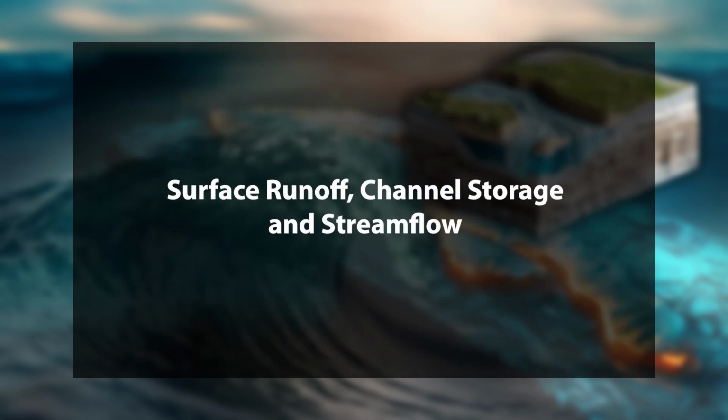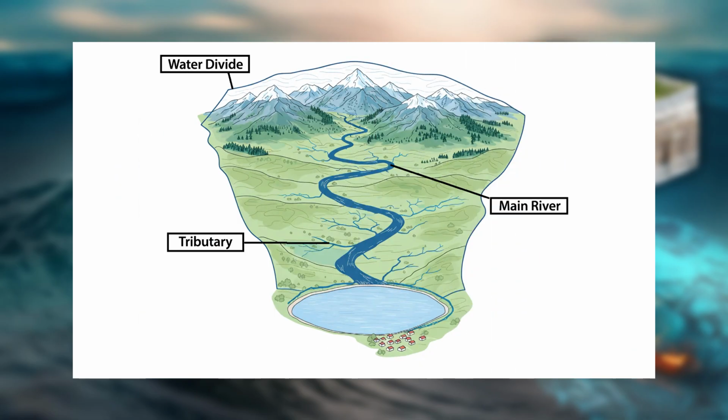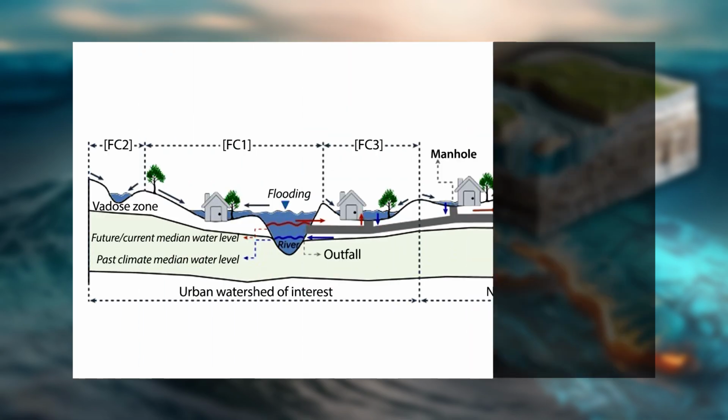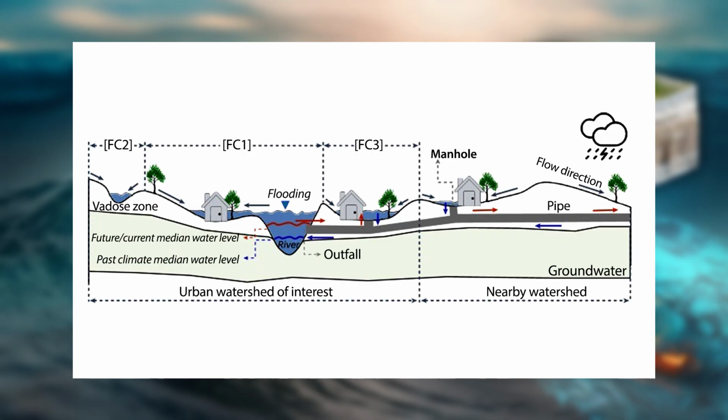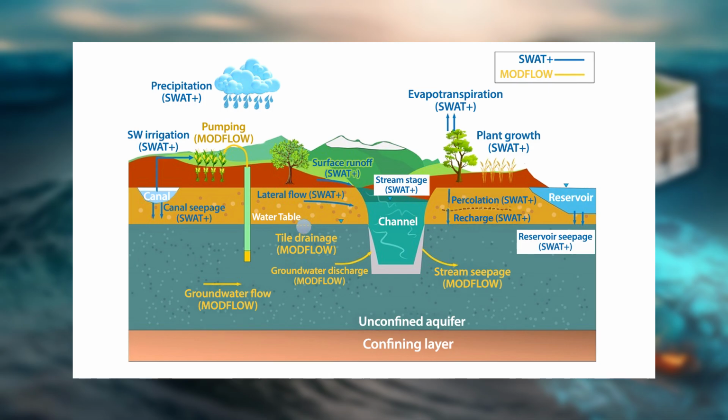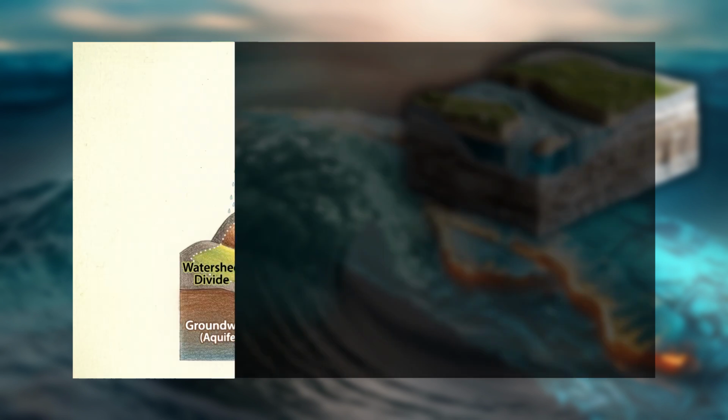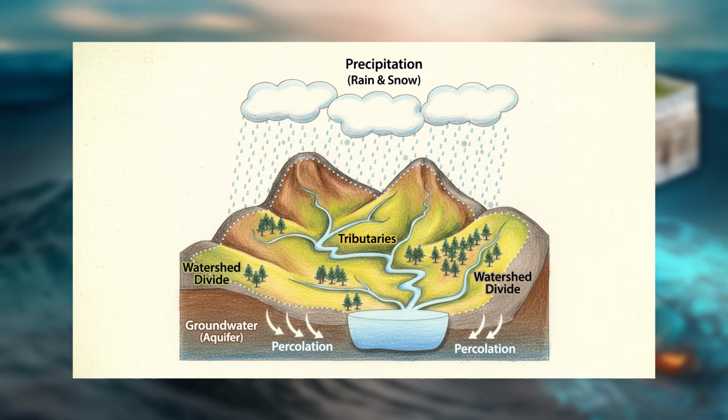So far as the surface runoff, channels, storage, and streamflow is concerned, water that does not infiltrate into the soil flows over the land surface as surface runoff. This runoff converges into the network of rills, gullies, streams, and rivers, forming an organized drainage system. Once water enters a defined stream channel, it becomes streamflow, which represents the principal mechanism for transporting fresh water across land. Rivers transport water, sediments, and dissolved materials towards larger river systems and ultimately back to the ocean.